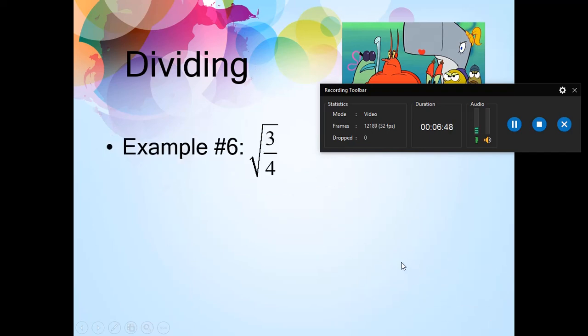In number 6, again, I have a full fraction underneath the square root radical. I'm going to separate this into 2 distinct pieces. So I have radical 3 over radical 4. The nice thing about this problem is radical 4 is a perfect square. So I'm going to simplify first, and by doing that, there is no longer a square root radical, and this problem is done.